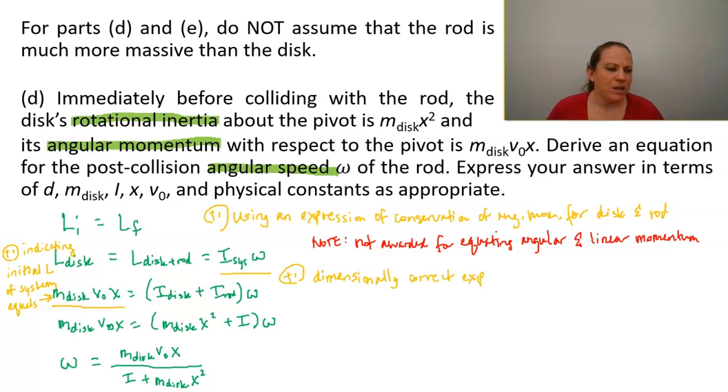Dimensionally correct expression for the post-collision angular momentum that includes I omega. So really, any one of the equations that included I omega for the final angular momentum would have been fine.